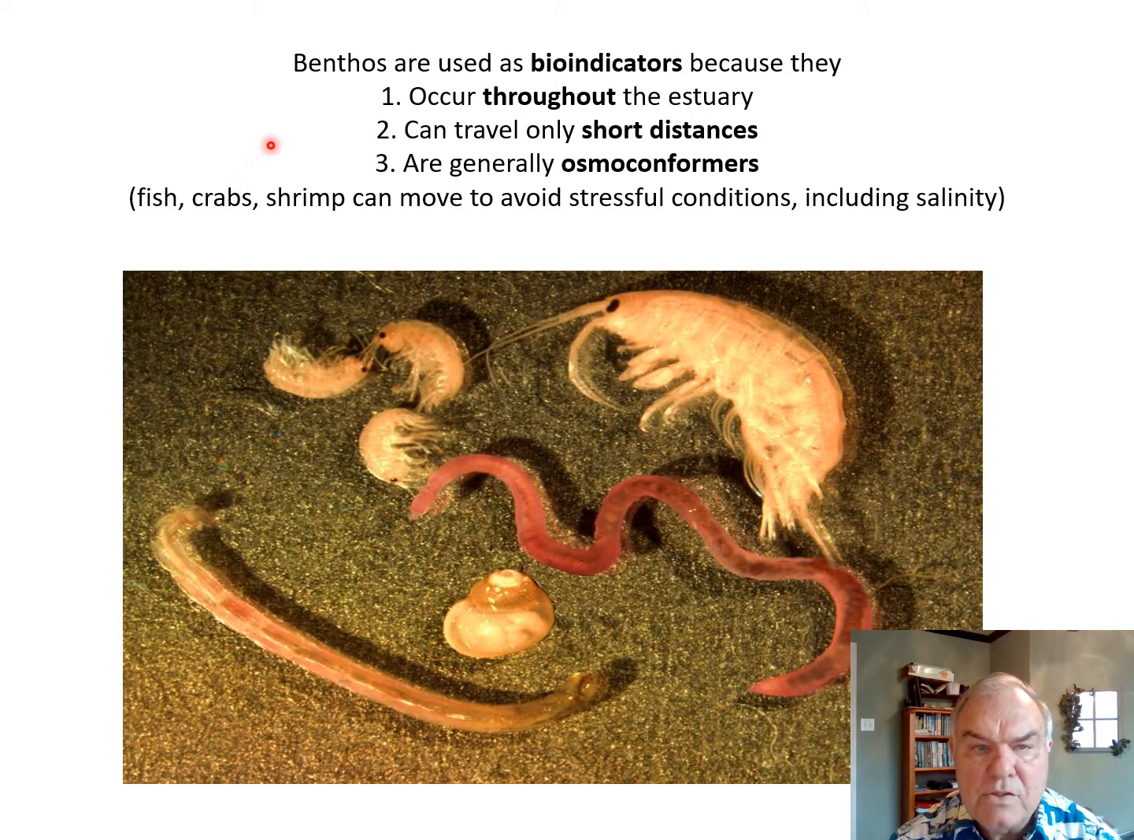Again, as we just mentioned in the previous slide, the benthos are often used as bioindicators because they occur throughout the estuary and can travel only short distances if they want to avoid degraded water quality. They're generally osmoconformers, which means that the salinity may change, but it's not necessarily going to be something that's detrimental to their survival, which is good, because what we want to find is are there factors in the estuary other than the ever-changing salinity that are negatively affecting their survival. Again, we don't use fish, crabs, or shrimp, for example, because they can move and will move to avoid stressful conditions, including rapid changes in salinity with, say, a heavy rainfall or prolonged drought.